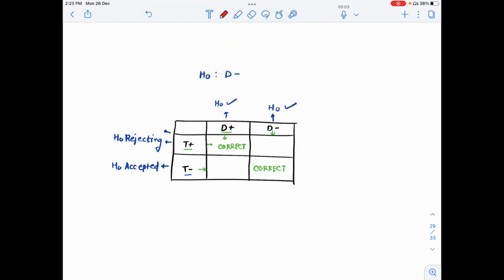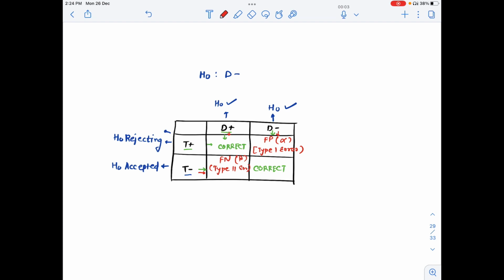But if there is a disease, then test should not come negative, it is called falsely negative. And if there is no disease, test should not come positive, it is called false positive. Now this false positive is alpha or type 1 error, and this false negative is beta or type 2 error.